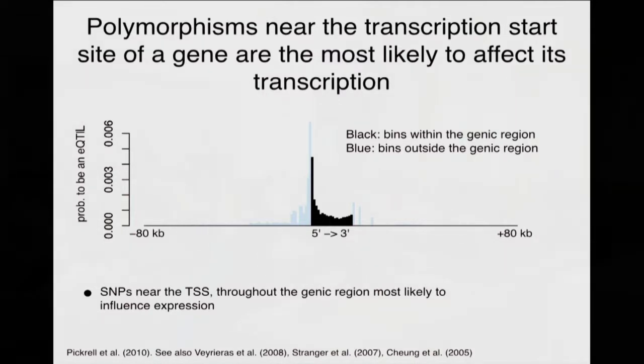And so my interpretation of this is that the promoter matters, but actually the transcribed region itself is extremely important, so anything throughout the entire gene is more likely to influence the expression level of the gene. So the promoter is extremely important, but also the entire transcript itself.